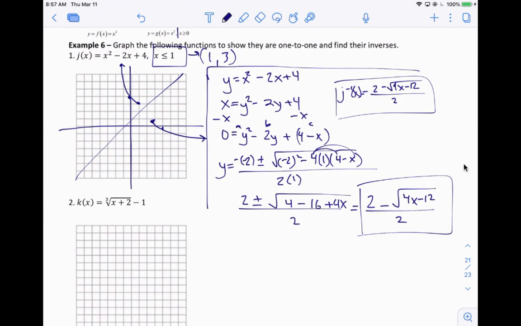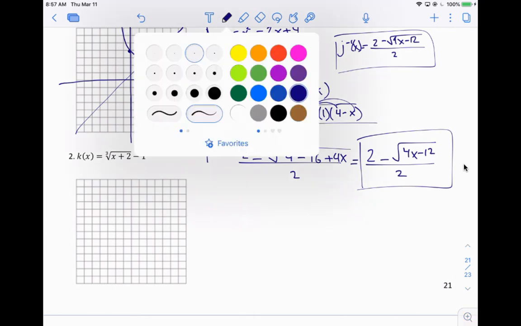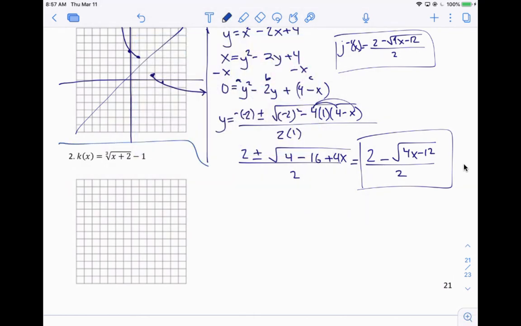All right. The last one for this section, and really the last one for this chapter, I just chose the same color, that was all, is a cube root. A cube root doesn't have any restriction, so this one's not going to be nearly as hard. Let's just start by graphing it. This is a cube root function that has been moved left 2 and down 1.